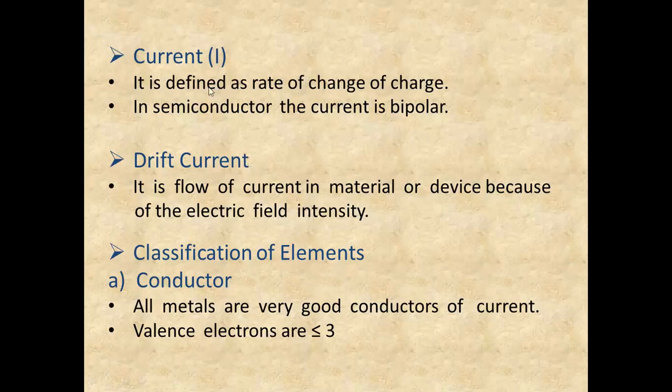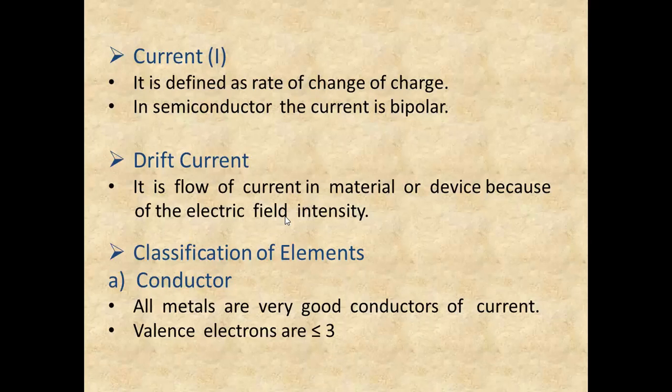Now the motive of discussing current here is that I want to differentiate between current and drift current. Current is only defined as the rate of change of charge, but drift current is the flow of current in the material or device because of the electric field intensity. You are allowing the current to flow by applying some electric field intensity. The current is not flowing on its own. Some electric field intensity is provided, so the current is flowing. That's why drift means pressure is applied, and with that pressure the current is allowed to flow in the material.